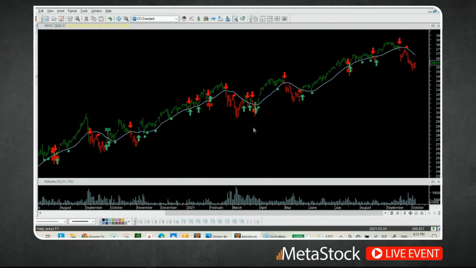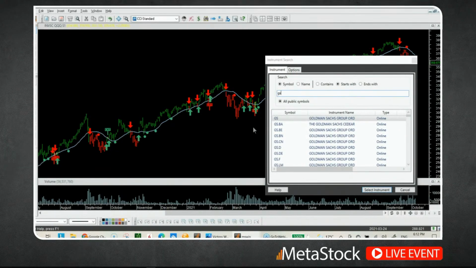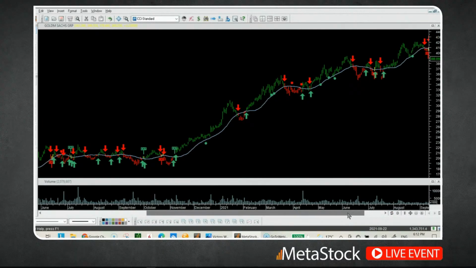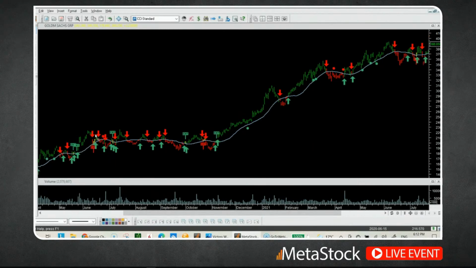So here's Goldman Sachs, for example. You can clearly tell when Goldman Sachs is consolidating compared to when it's trending. It's very easy to spot on the chart. Now, the only difficulty you may have is spotting the initial start of that channel. That's where the 20-period moving average comes in. So here's a great example.